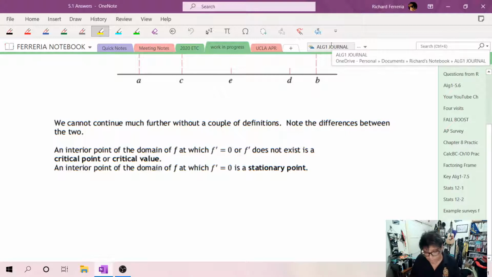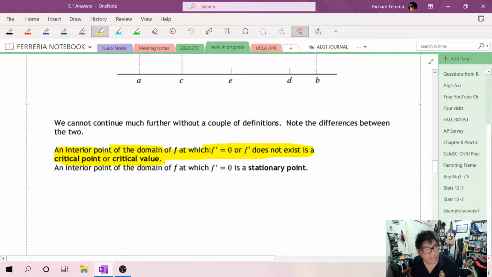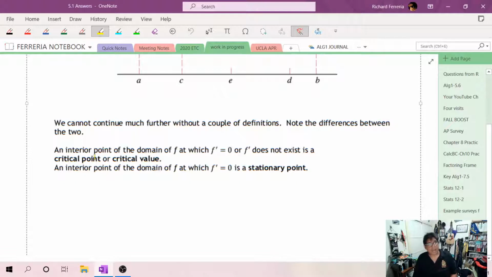Any place on the interior where the derivative is equal to 0 or does not exist is called a critical point or a critical value. In my head, when I see critical point, I think about the x and y coordinate. And when I see critical value, I think of just the x coordinate. Okay?